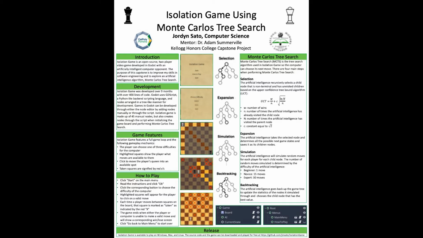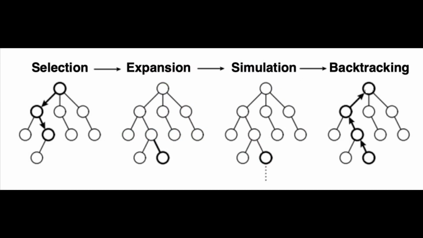In this video, I'll be going over the basics of this algorithm and then I'll take you through a quick demo of the game. So what is Monte Carlo tree search, or MCTS? It's a tree search algorithm that has powered the best chess and Go playing artificial intelligences in the world. I use this algorithm in Isolation to determine the computer's next move.